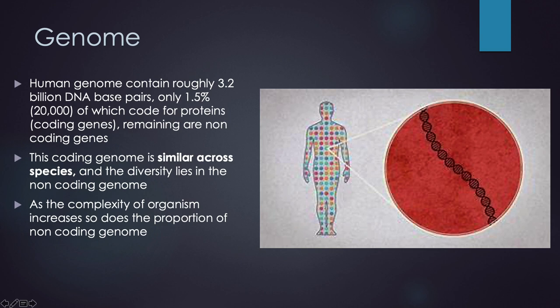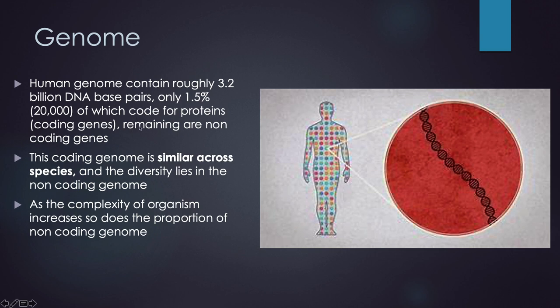3.2 billion base pairs. So the base pairs, right? With DNA, we have 2 strands of DNA in this helix formation. We know that the base pairs are basically interacting with one another through bonds. I'll show you a picture of that in a moment just to refresh your memory. Which is most interesting part, though, is only 1.5% will actually code for proteins, right? So we call these coding genes.